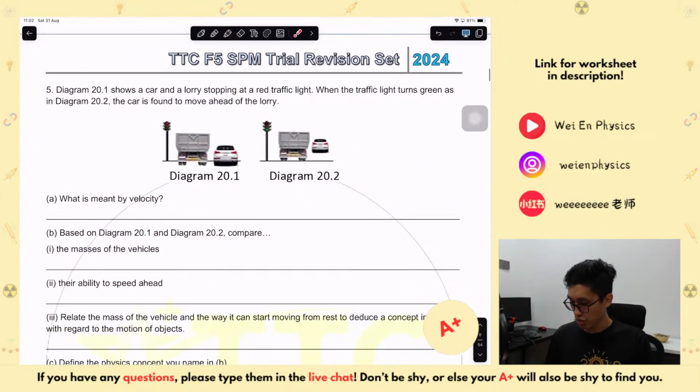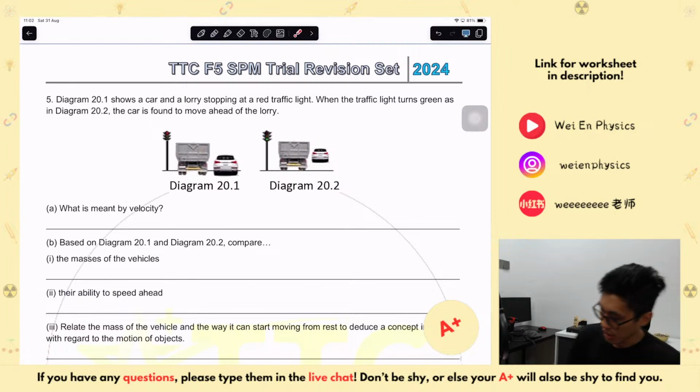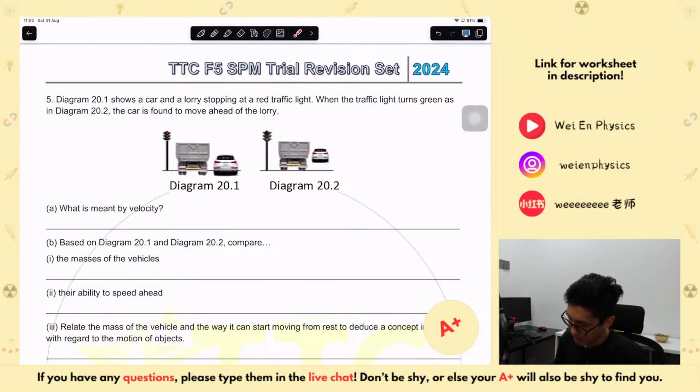Now I'm going to move on to question number 5. Okay, question number 5. So let me see, this I believe will be momentum, yeah, or inertia or something related lah. Okay, it's a force and motion question. So I have a car and a lorry stopping at a red traffic light. When the traffic light turns green, the car is found to move ahead of the lorry. Oh, I thought the car fly up. Okay, no, the car moved forward already.